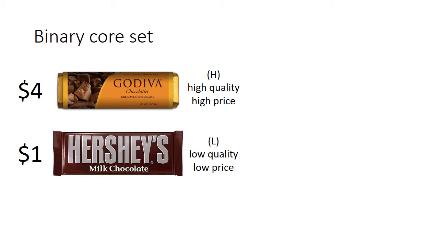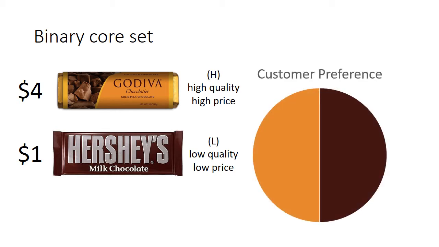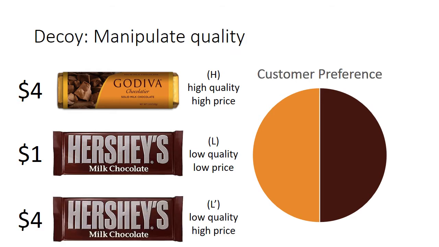In the example presented here, half of the participants chose the expensive, high-quality Godiva bar, and half of the participants chose the cheap, low-quality Hershey's bar. Now let's say we add a third option. This third option is a decoy because it is clearly inferior to the other two options. It is the same low quality as the Hershey's bar and the same high price as the Godiva bar. So it is no surprise that no one chooses this third option.